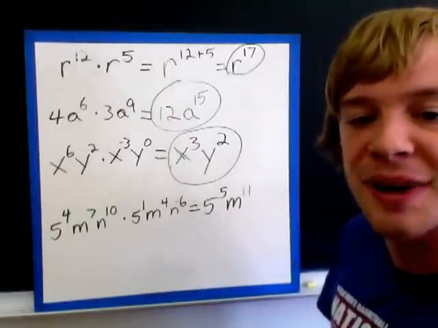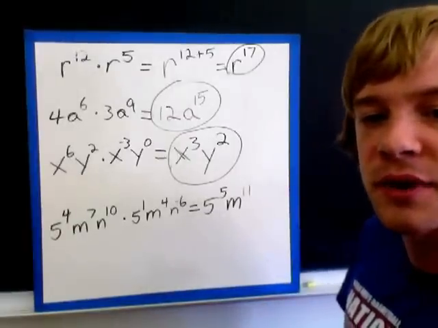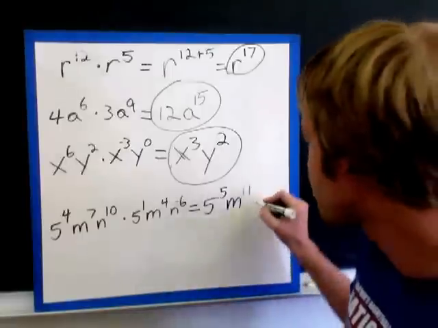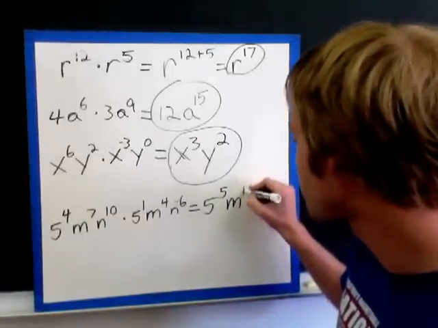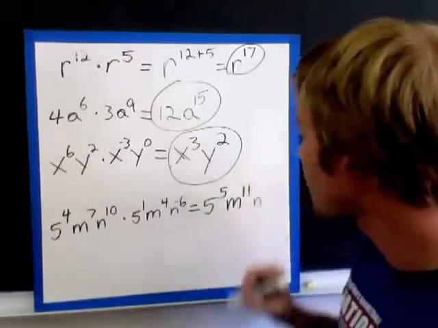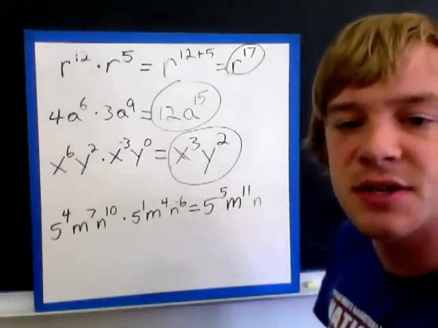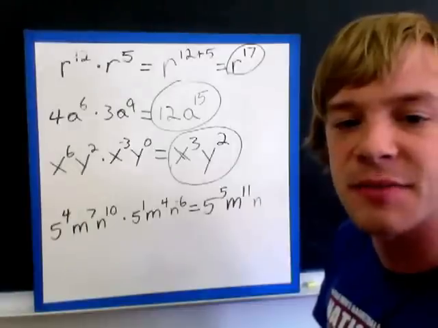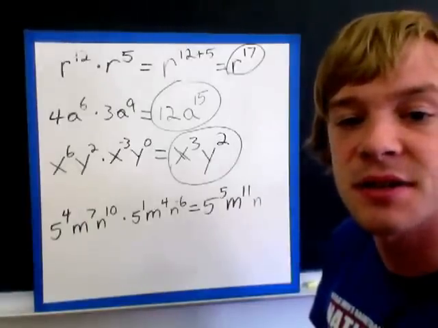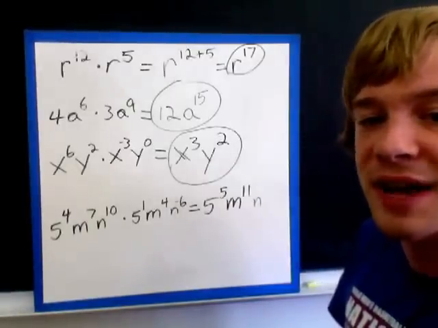And then if I'm working with my n's, I know that that's going to be my next base. So n to the 10th and n to the negative 6, if I add those together, that's the same thing as 10 minus 6, which gives me 4. So I have n to the 4th.